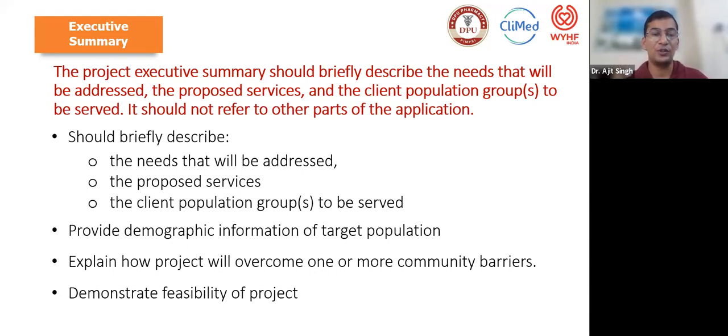The executive summary is again 1 page or maximum 1.5 pages. Do not go for a 3-page or 4-page executive summary, guys. It will be a very brief idea, which will include only the problems you are addressing, the proposed services and the population you are targeting, how you are overcoming the barriers, and the very brief feasibility. These things only.